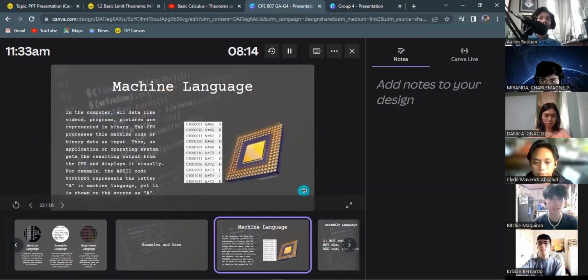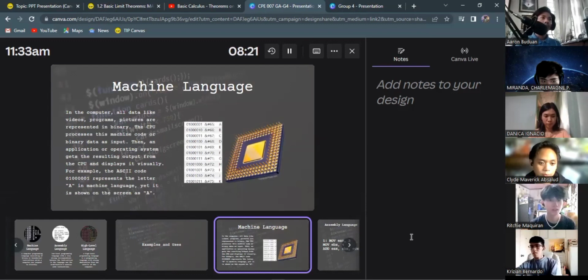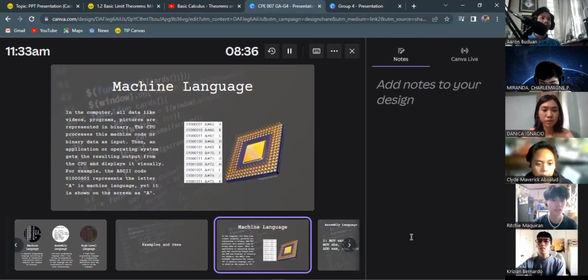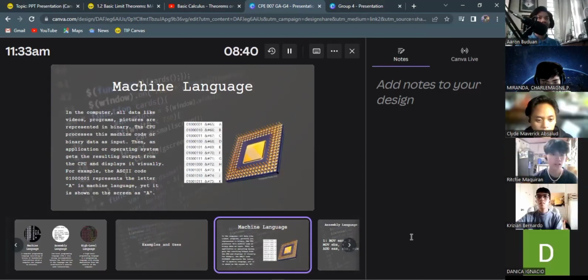So, machine language. In the computer, all data like videos, programs, and pictures are represented in binary. The CPU processes this machine code or binary data as input. Then, an application or operating system gets the resulting output from the CPU and displays it visually. For example, the ASCII code 01000001 represents the letter A in machine language. Yet it is shown on the screen as A.